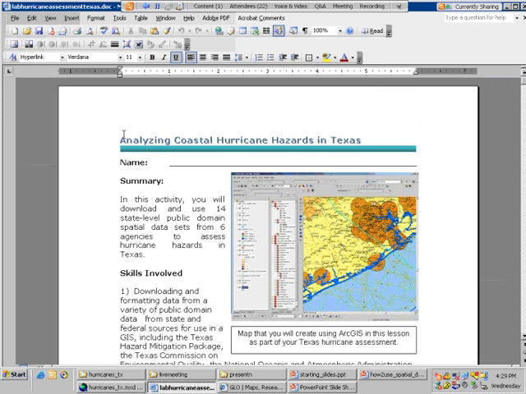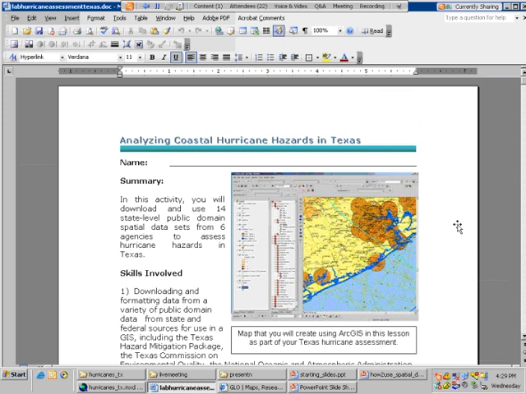And I'll pause while that comes up on your screen. Do you guys see this, analyzing coastal hurricane hazards in Texas? Yes. Okay. Is everybody having fun? Yes. Okay. I can't think of anything better than talking about spatial data on a Wednesday afternoon. So thanks for being here.